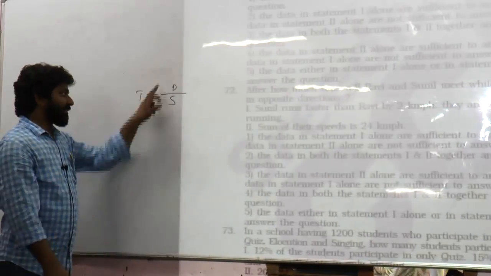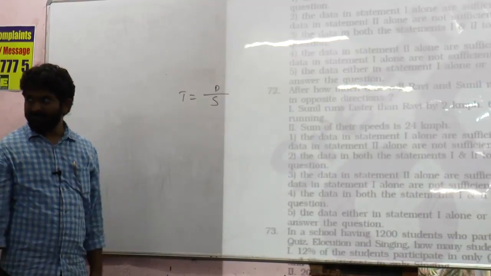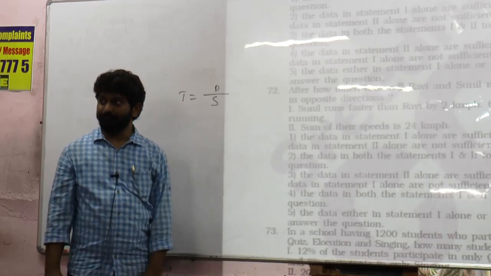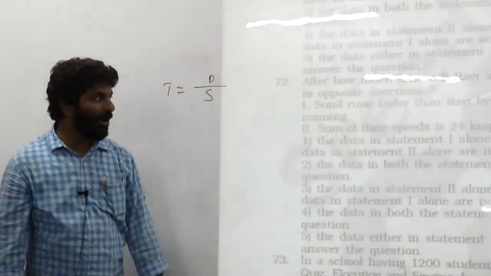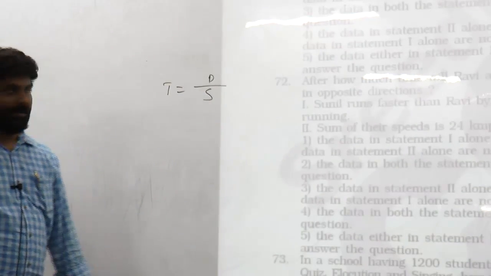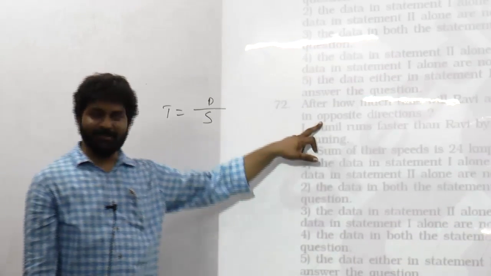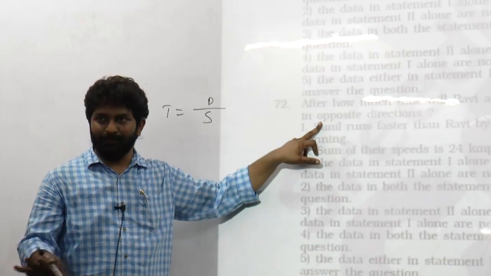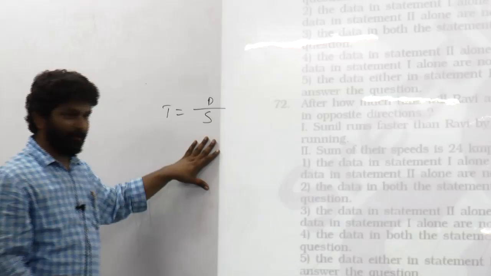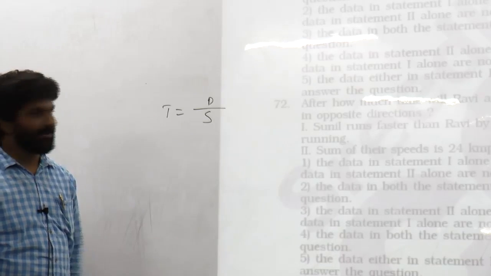Next, after how much time will Ravi and Sunil meet while running on the same track in opposite direction? You are asked about time. If you want to know time, you need to know distance and speed. Distance in the sense distance between two persons. Speed in the sense speed of both persons, Ravi and Sunil. In which direction they are moving? Opposite direction. So you just need to know speeds of two persons and distance between them. Yes? If you know that, you can get your answer.